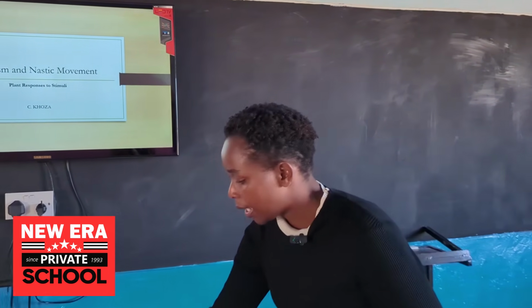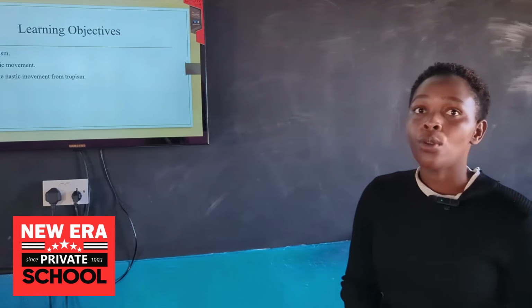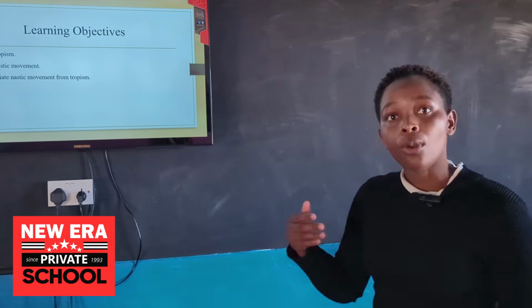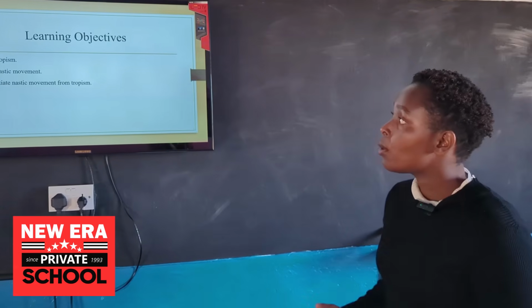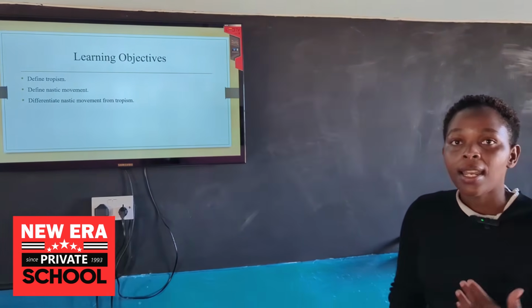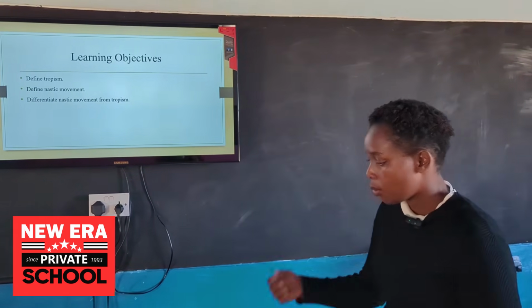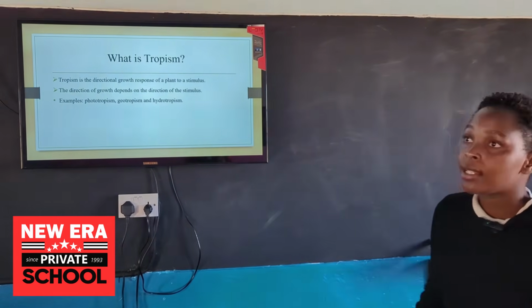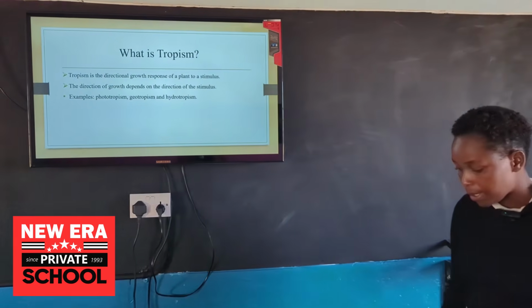By the end of this lesson, you must be able to define tropism. You must be able to define nastic movement and differentiate nastic movement from tropism. Now, let us look at the meaning of tropism.